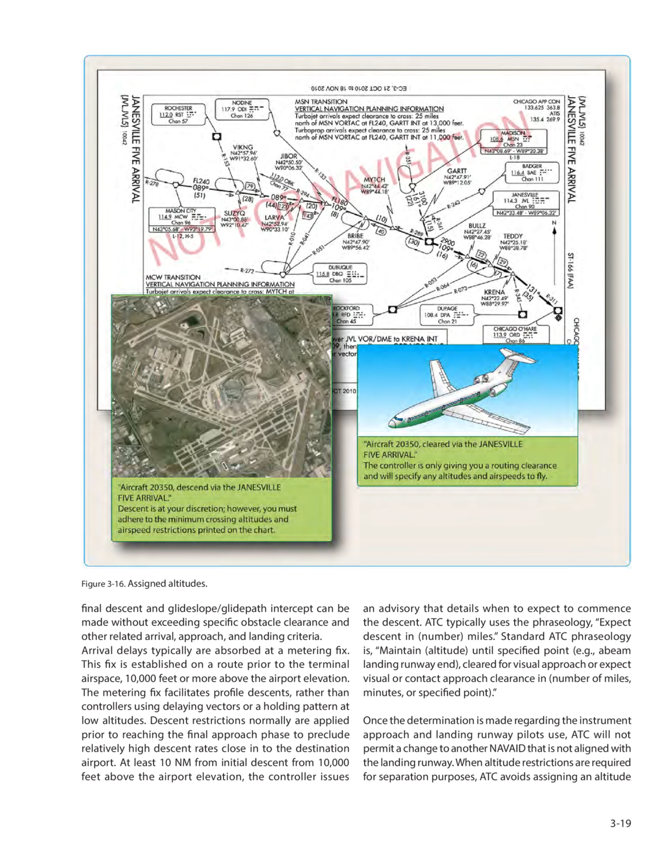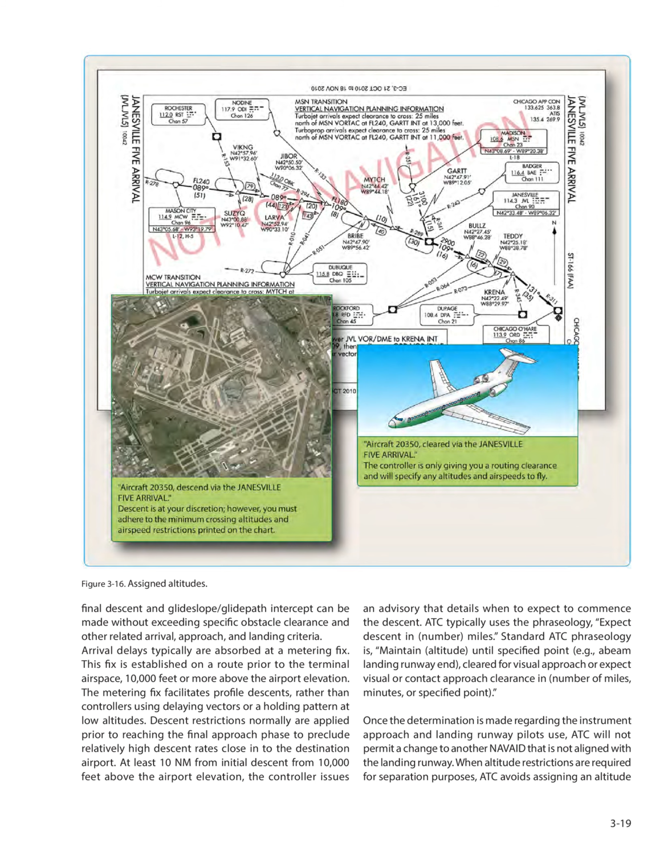Arrival delays typically are absorbed at a metering fix. This fix is established on a route prior to the terminal airspace, 10,000 feet or more above the airport elevation. The metering fix facilitates profile descents, rather than controllers using delaying vectors or a holding pattern at low altitudes. Descent restrictions normally are applied prior to reaching the final approach phase to preclude relatively high descent rates close in to the destination airport. At least 10 nautical miles from initial descent from 10,000 feet above the airport elevation, the controller issues an advisory that details when to expect to commence the descent. ATC typically uses the phraseology, "expect descent in number miles."